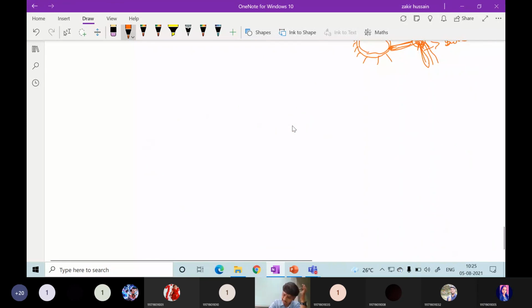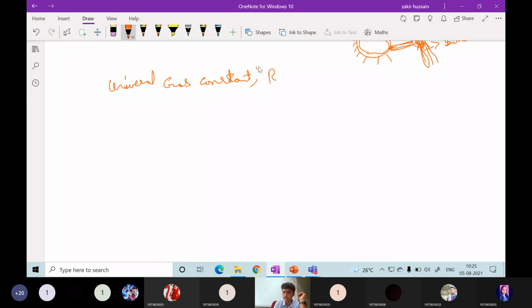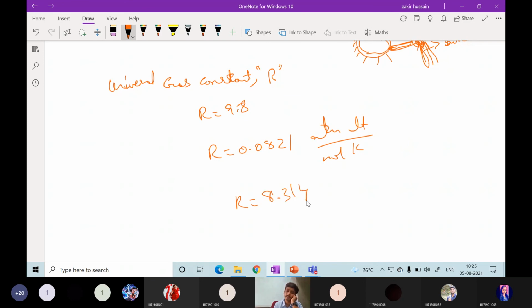Then tomorrow, I think in the CPP course you might have heard about the universal gas constant, the R value. What is this R value? R value is equal to 0.0821 atm liter per mole degree Kelvin. R value is equal to 8.314, with units Pascal meter cube per mole degree Kelvin.